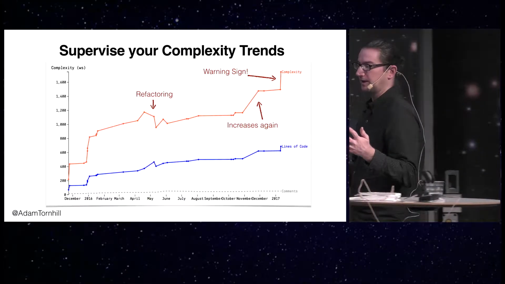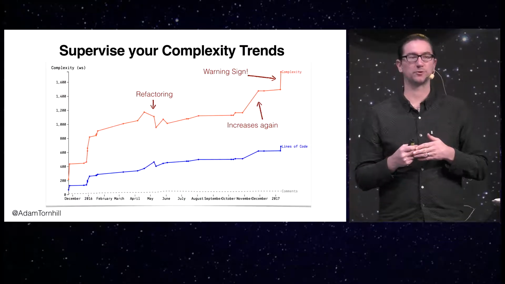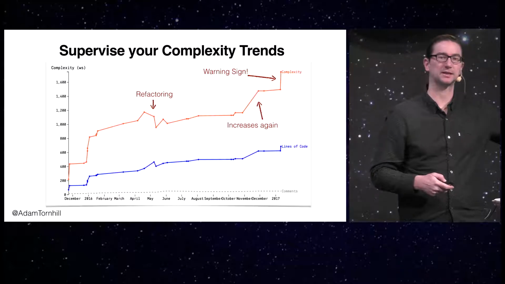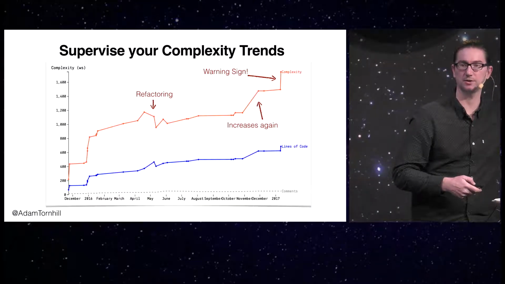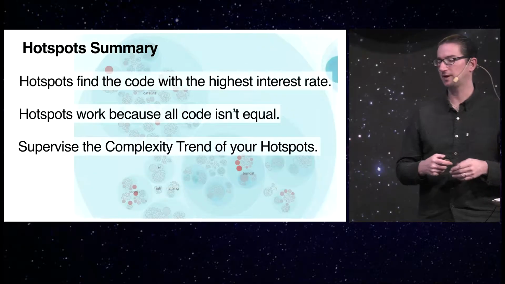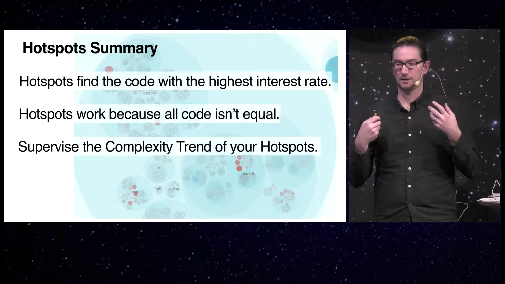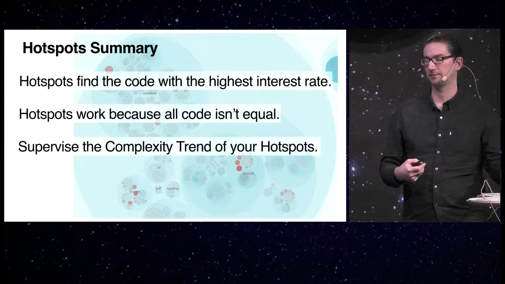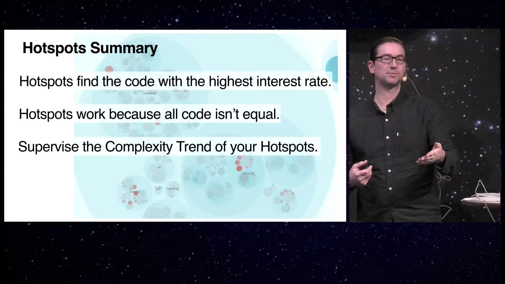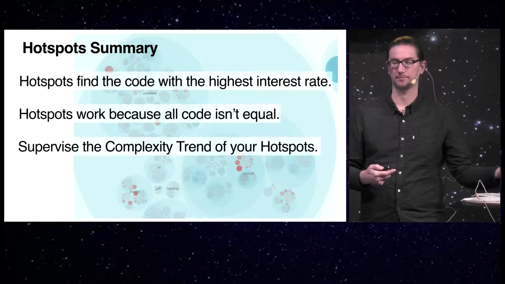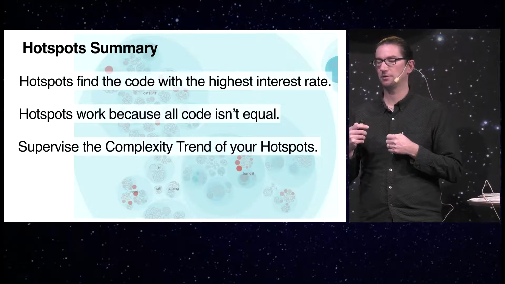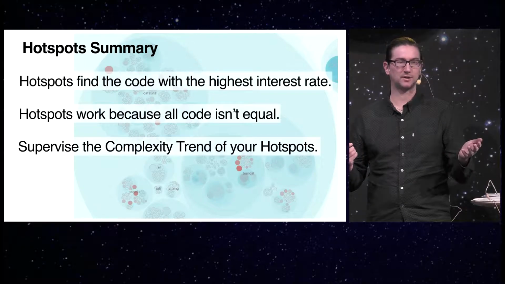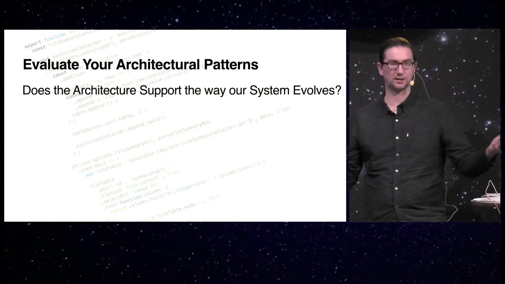The normalization of deviance is one of the reasons that whistleblowers are so important to an organization. And I have found that complexity trends make excellent whistleblowers in code. So to sum up this first part here, with hotspots, we're able to find the code with the highest interest rate. And the reason hotspots work is because all code isn't equal. What I want to do now is to show you how the same techniques scale to the architectural level and let us reason about system design and software architecture.